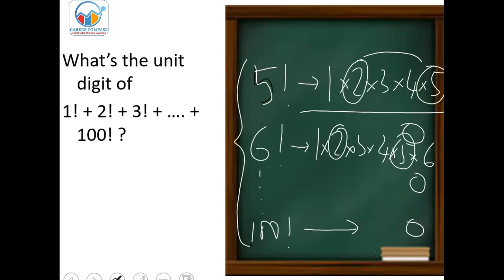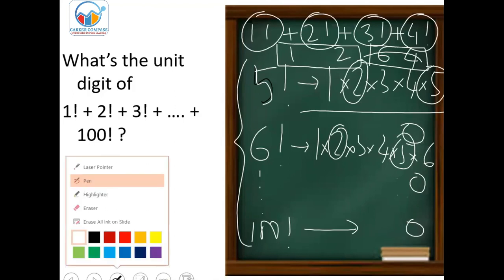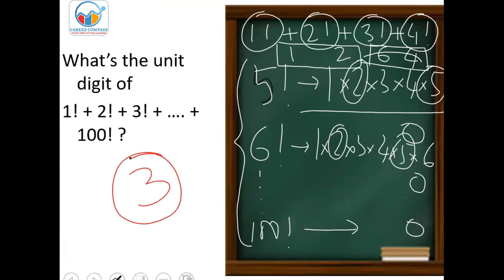Now, the question is, what about 1 factorial, 2 factorial, 3 factorial, and 4 factorial? Of course, 1 factorial will give you a unit digit of 1, 2 factorial will give you a unit digit of 2, 3 factorial, what is 3 factorial? That is 6, no? What is 4 factorial? That is 24. So, unit digit will be 4. Now, when you add 6 and 4, it gives you a unit digit of 0 because 6 plus 4 is 10. So all that matters to me is the unit digit of 1 and 2, that is 3. Hence, my answer to this question will be 3.